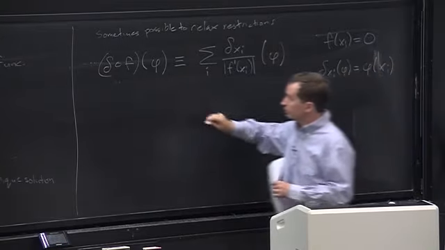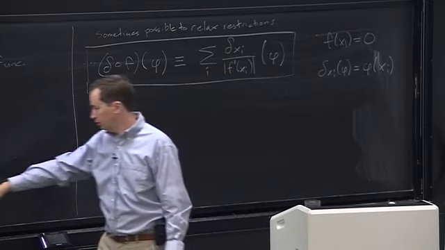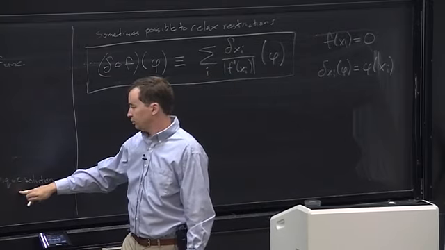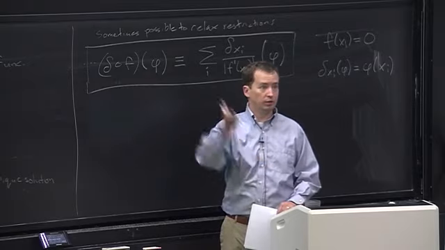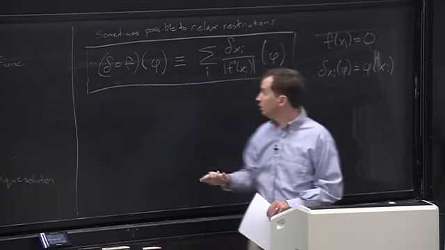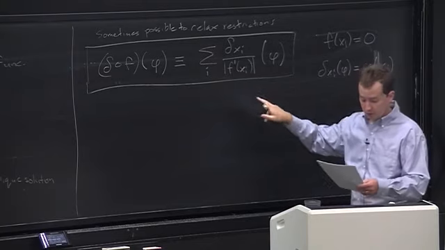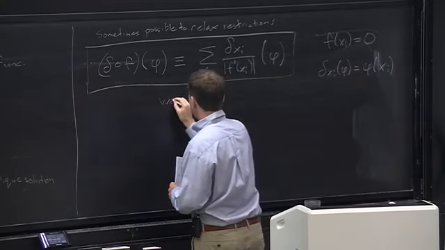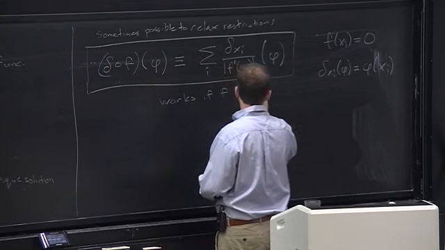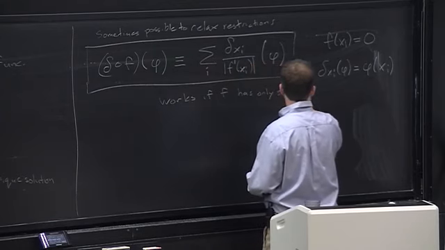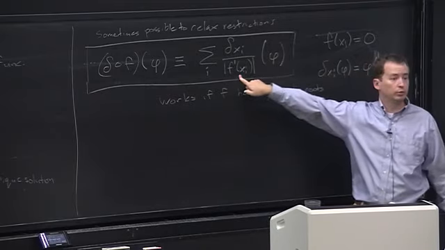So what this formula is saying is that for the delta, we can allow a solution, we can compose it with functions that don't just go from minus infinity to infinity without ever having a maximum or minimum. We can allow local maxima and minima. The only restriction on the use of this formula is that f should have only simple roots. Otherwise, this denominator would blow up.